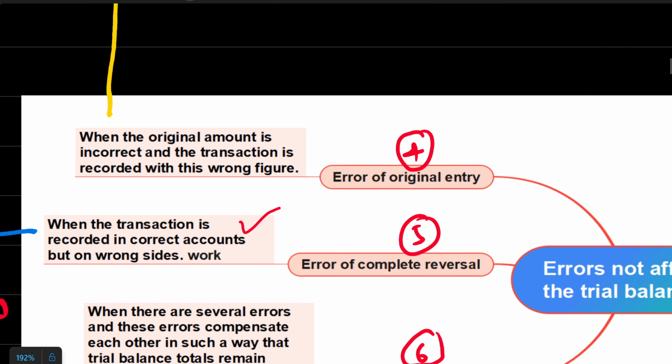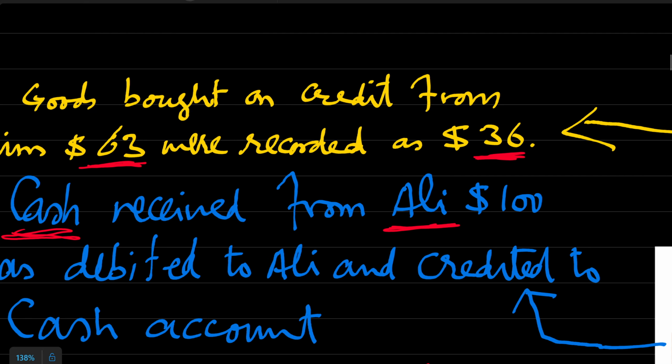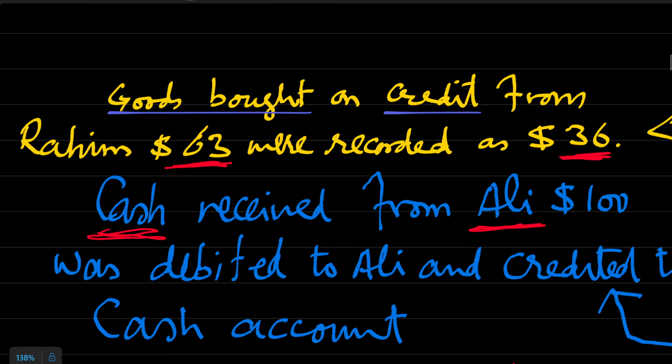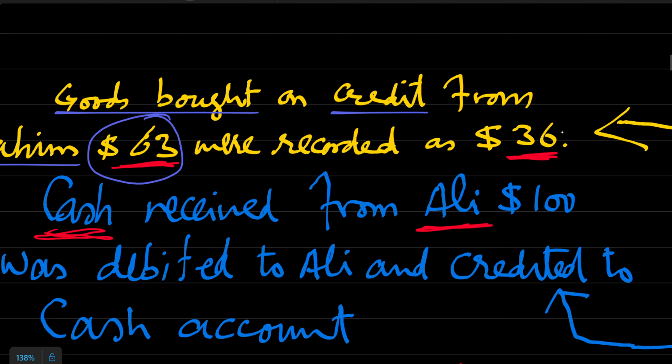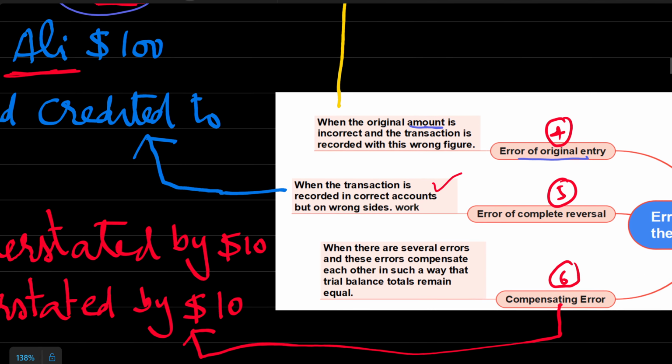Now let us discuss error of original entry. Error of original entry is when a transaction is recorded with the wrong amount. For example, goods bought on credit from Rahim $63 recorded as 36. The amount is wrong, this is error of original entry.